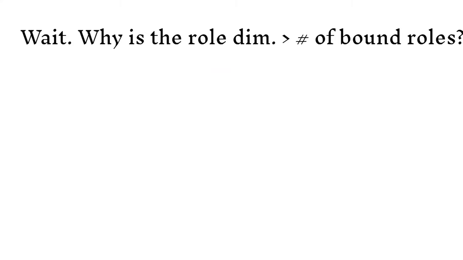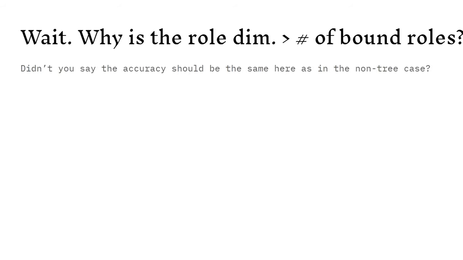But I said earlier that the dimension we need should depend only on the number of roles bound. And it does, in the sense that it doesn't have to do with the size of the trees that are possible. Yet, there's clearly a different constant factor at play here than in the previous experiments with the strings, because there we had a role dimension less than the number of bound nodes that we were able to successfully reconstruct, by a factor of 2. And here our role dimension is somewhat larger than the number of bound roles that we're actually able to reconstruct. So why is this the case? Shouldn't it be the same?